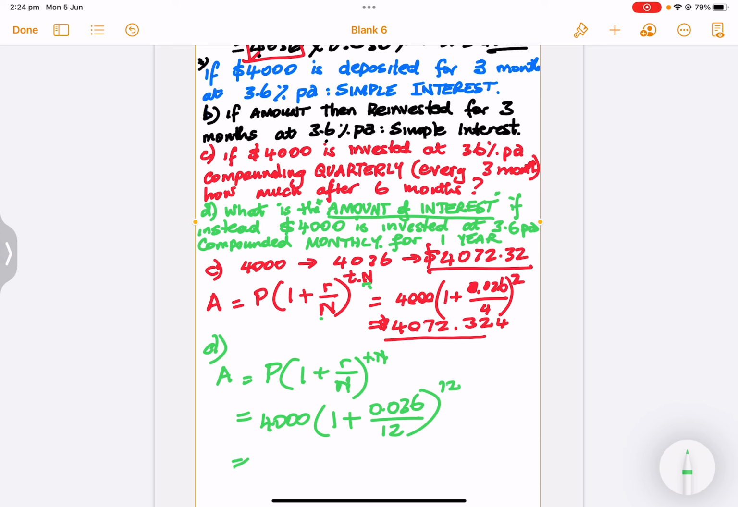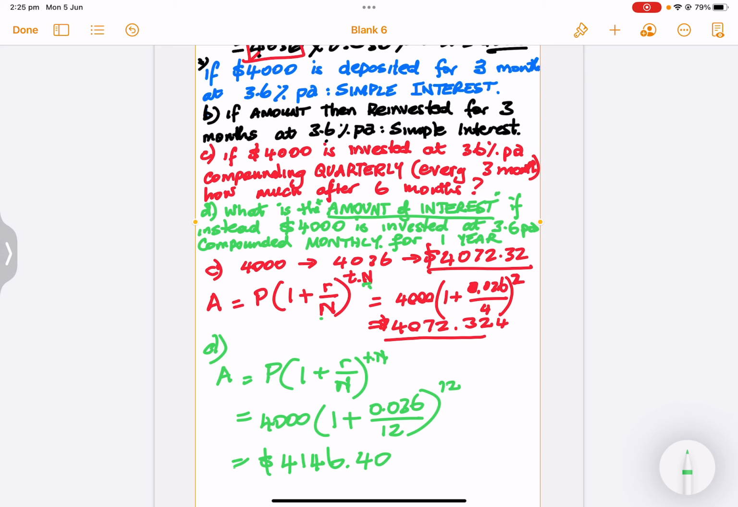4,000 times open bracket 1 plus fraction key, on top is 0.036. Underneath we're going to break it up into 12 pieces, and we raise that to the power of 12 times. It's going to compound in a year, and I've got the big fraction here. Let's get the decimal. That is $4,146.39921. Okay, close enough to $4,146.40.